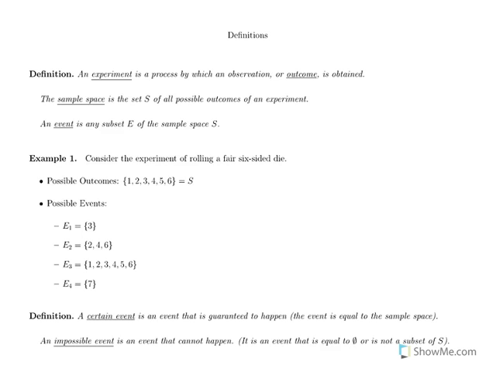So some definitions. An experiment is a process by which an observation or outcome is obtained. The sample space is the set S of all possible outcomes of an experiment. And an event is any subset E of the sample space S. So let's say those things again. We're going to be talking about an experiment. An experiment is going to be anything that we can observe an outcome of. We're going to be talking about rolling dice, flipping coins, but they can get into many more kinds of things as well.